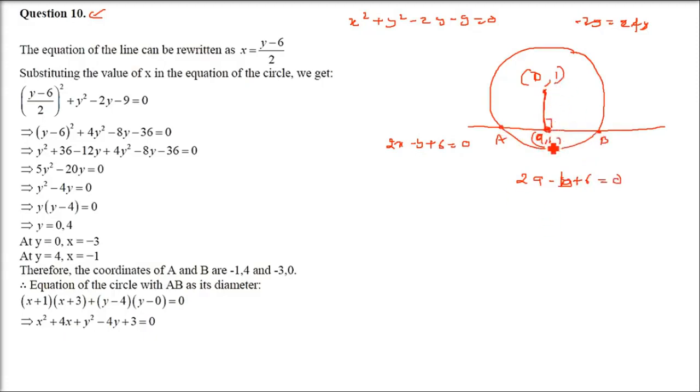And these two lines are perpendicular also. That is, AB line is perpendicular to the line which is dropped from the center. It's not radius. So just m1, m2 equals minus 1. I am taking the slope. What is the slope here? 2x minus y plus 6 equals 0. So this will be 2x, that is b, this m is 2 here. So this slope. So you'll get another equation, and we can solve for a and b.